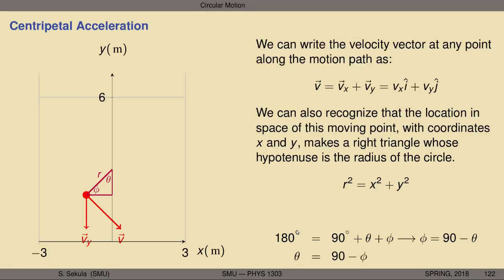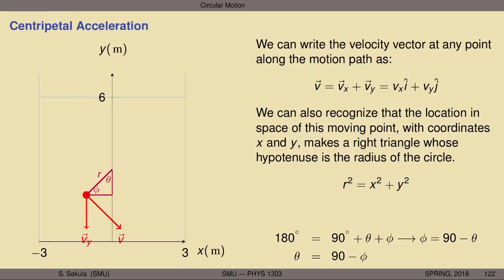So we know that the sum of all of these three angles must be 180 degrees. Well, what are the angles? Well, one of them is 90 degrees, or pi over 2 radians. One of them's theta, and one of them's phi. So I can already write an equation that says 90 degrees plus theta plus phi must equal 180. That has to be true in any triangle. The three interior angles must add up to 180 degrees.